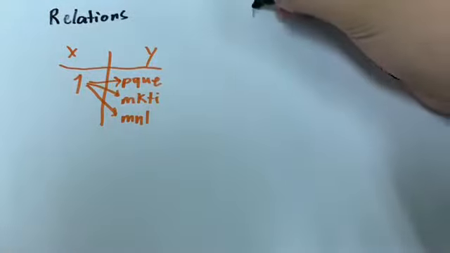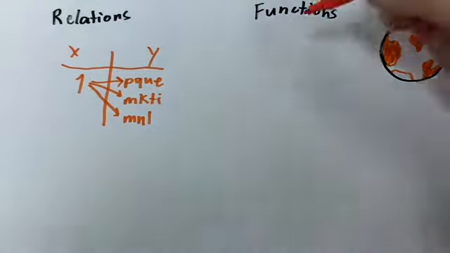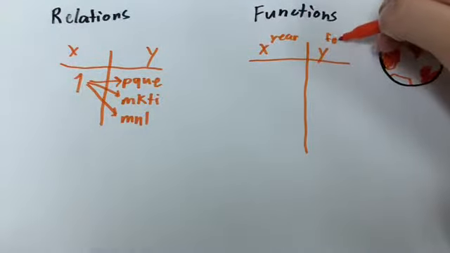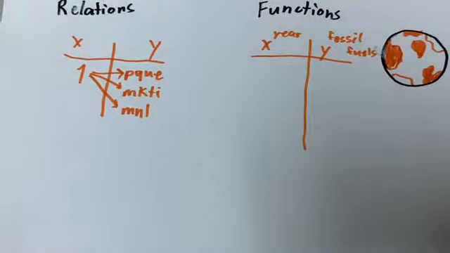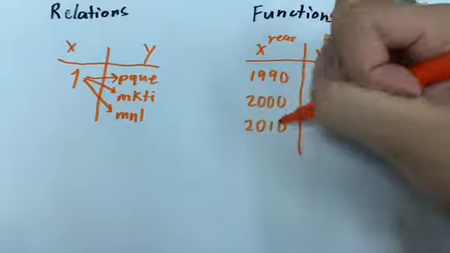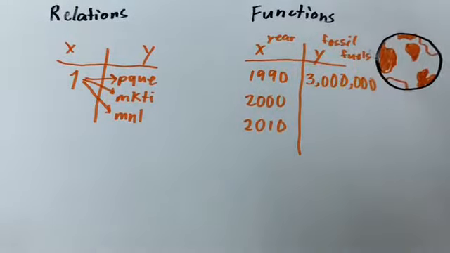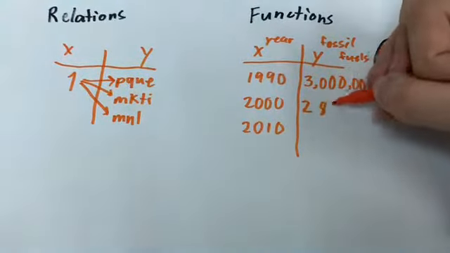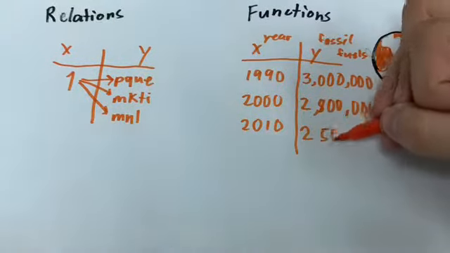Functions you can apply in real life with situations such as fossil fuels in the world per year. For example, the domain is the year and the range is the fossil fuels. Every year, our entire globe loses fossil fuels. For example, in 1990, 2000, and 2010, maybe the world had around 3 million fossil fuels within a specific location, and within that location, it would continue decreasing because we consume fossil fuels. Maybe this year it could be 2,800,000, and maybe by 2010, it would go as low as 2,500,000.